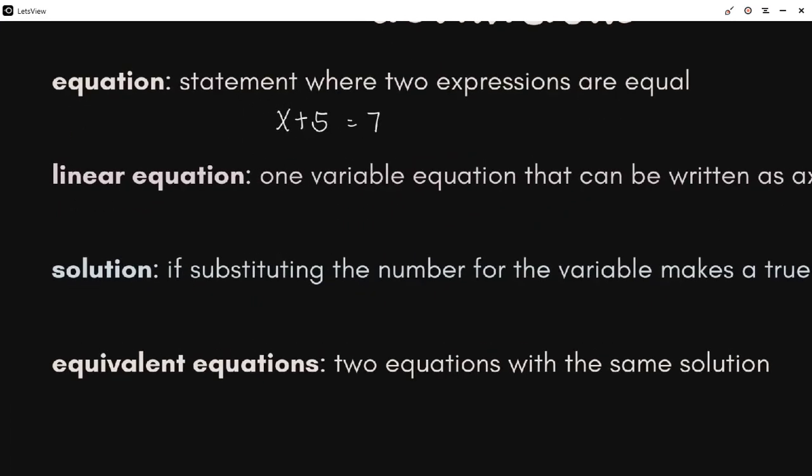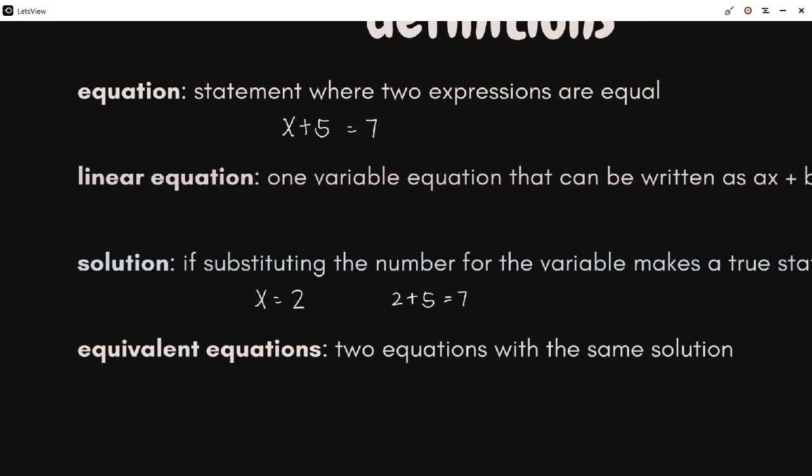So if we used x plus 5 equals 7, the solution would be x equals 2, because if we plugged in 2, we would get 2 plus 5 equals 7, which is a true statement. And equivalent solutions are two equations with the same solution.